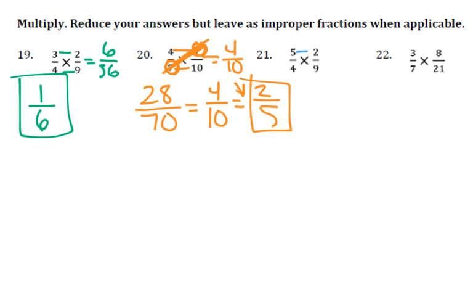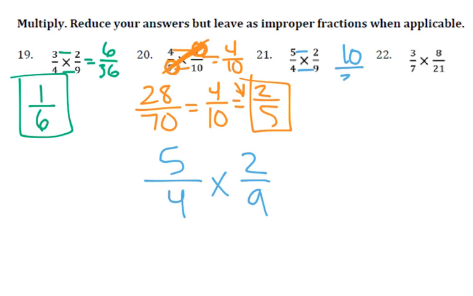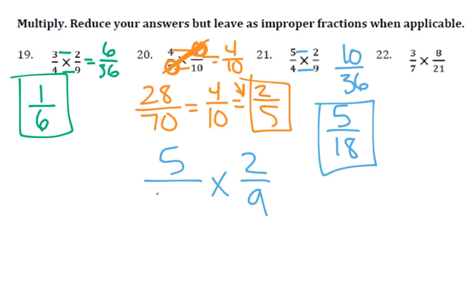Okay, 21, 5 times 2 is, okay, there's multiple ways we can do these, but most of you probably like this way. 5 times 2 is 10, 4 times 9 is 36. I can divide those both by 2, which would give me 5 over 18, which we can't reduce further. The other way would say, okay, isn't 4 really like 2 times 2? So that 2 on the bottom, and one of the 2's on the top cancel out, so that's like 1. So then 2 times 9 is 18, 5 times 1 is 5.